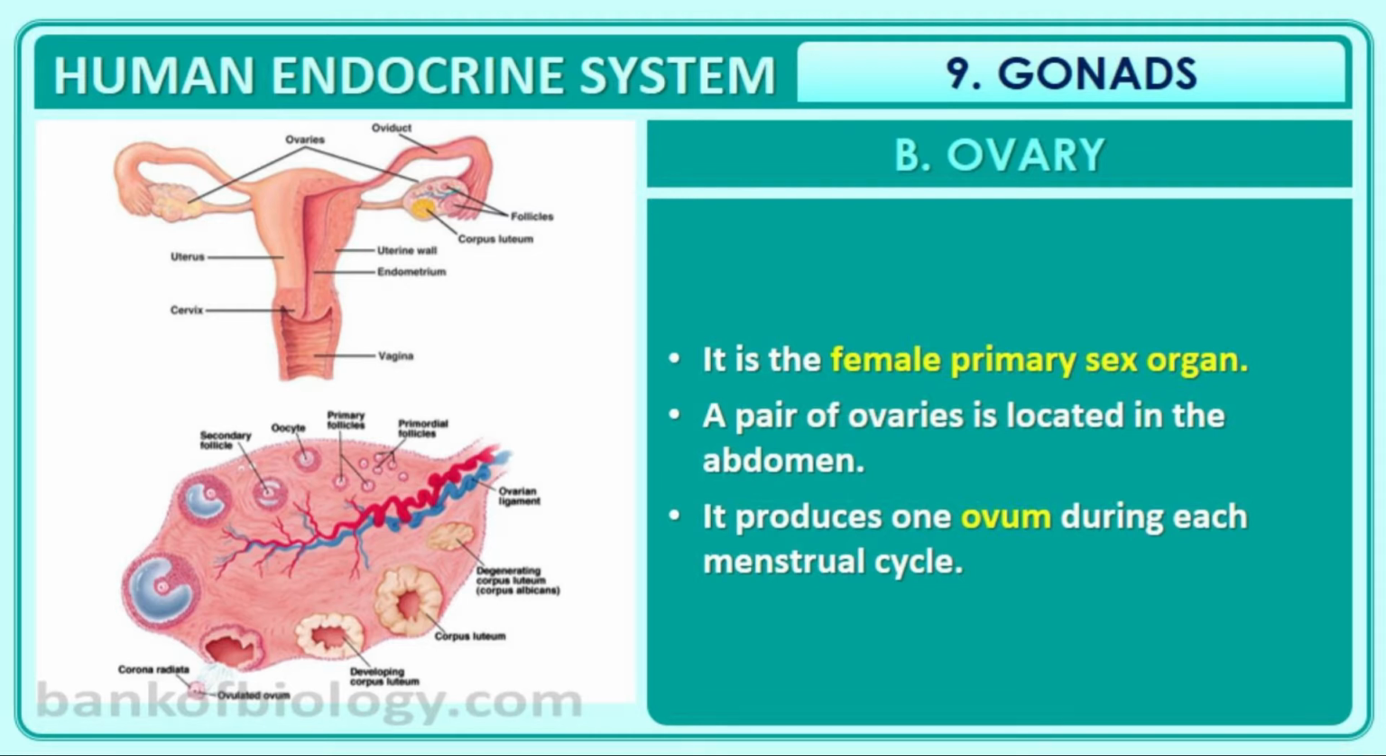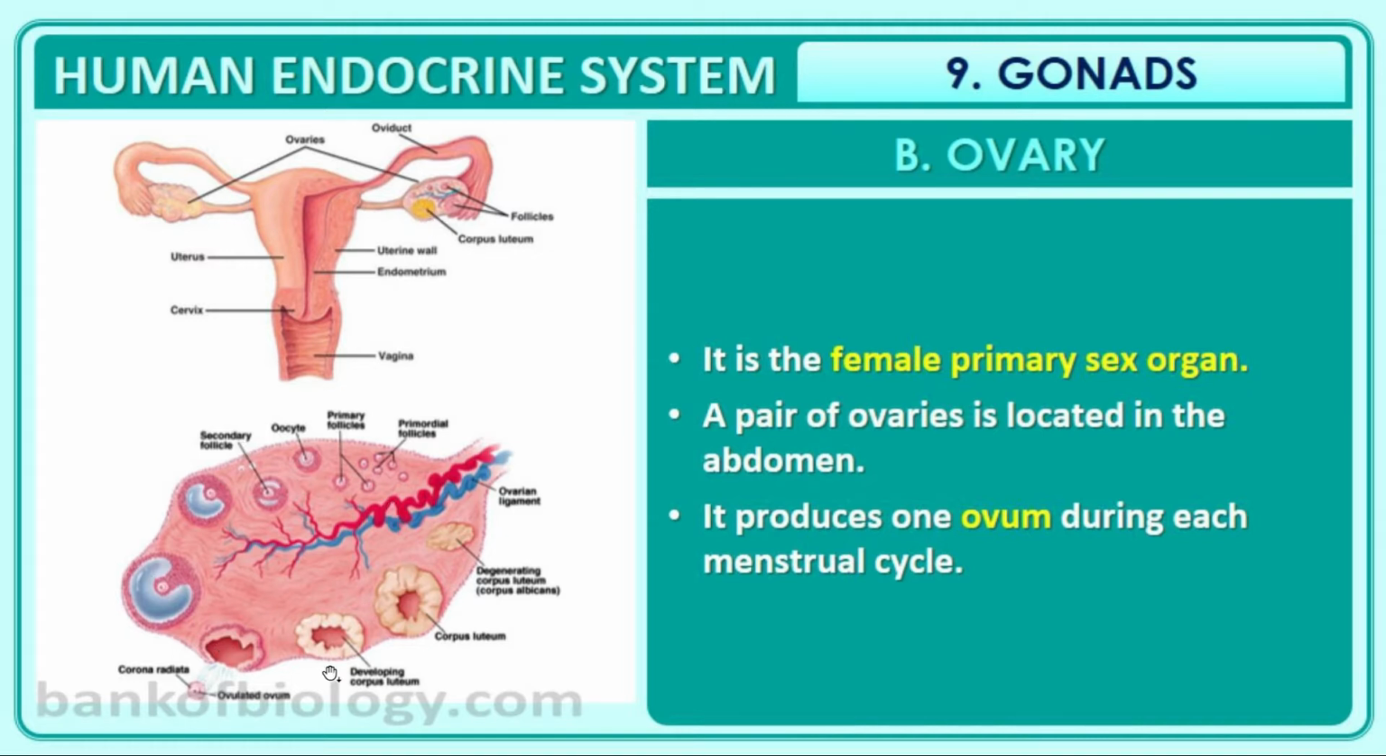Gonad is the ovary, the female sex organ. It is the female primary sex organ. Here the ovary is present. It is the entire view of the ovary. Very, very important for next year. A pair of ovaries is located in the abdomen. See, a pair of ovaries is present in the lower abdomen of the female. It produces ovum during each menstrual cycle. Is it clear? The ovary is producing ovum.